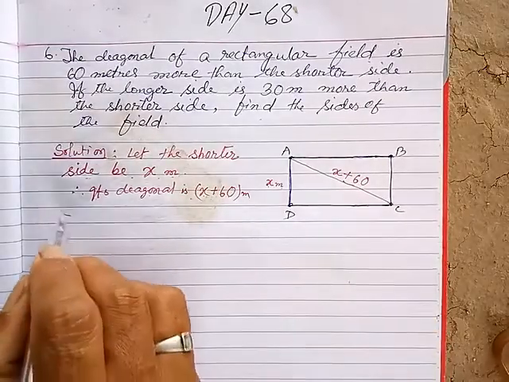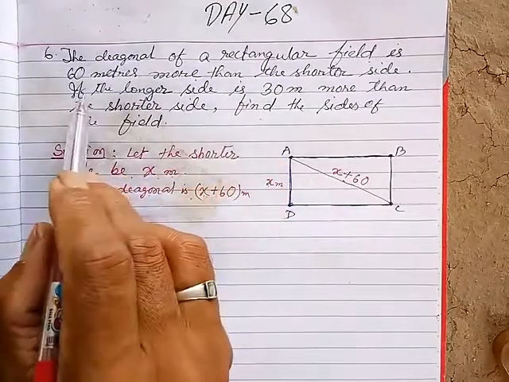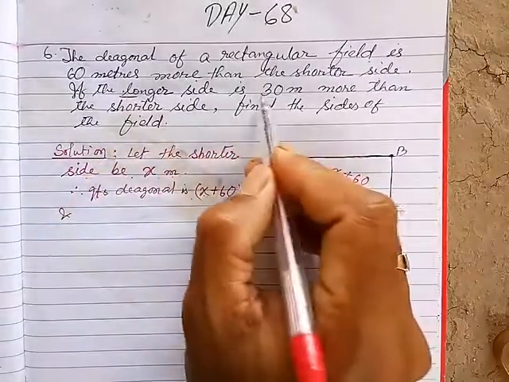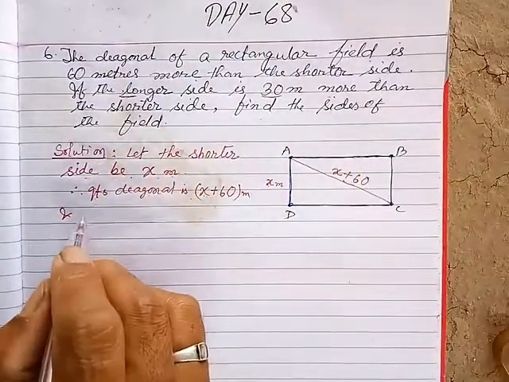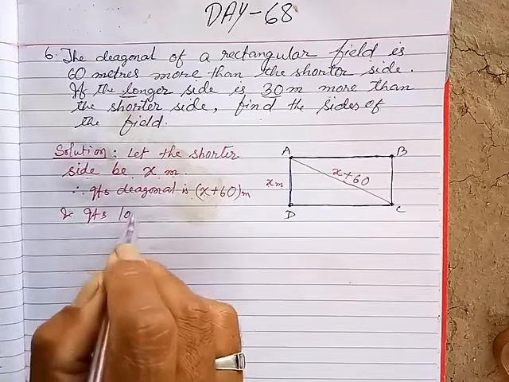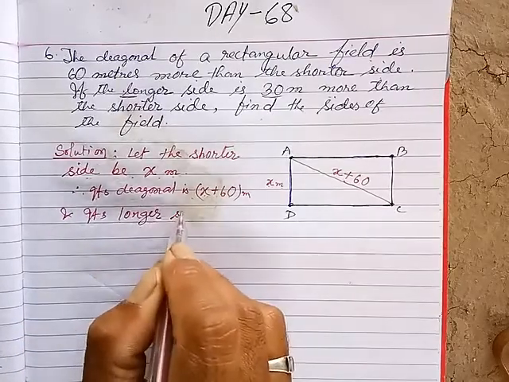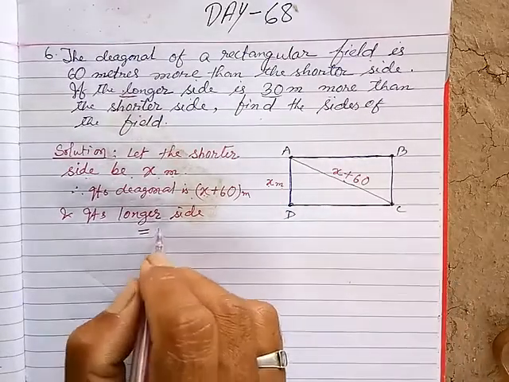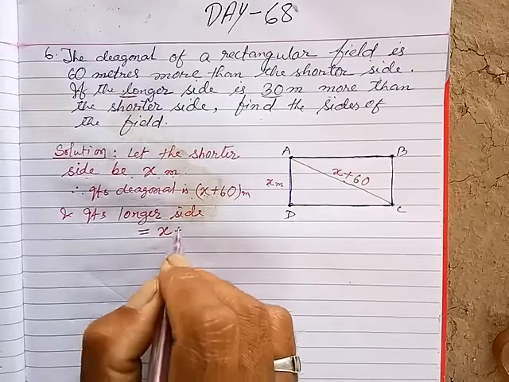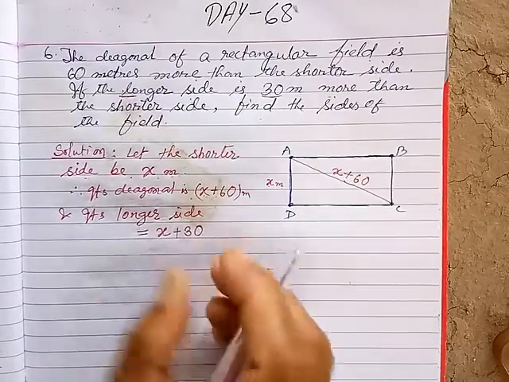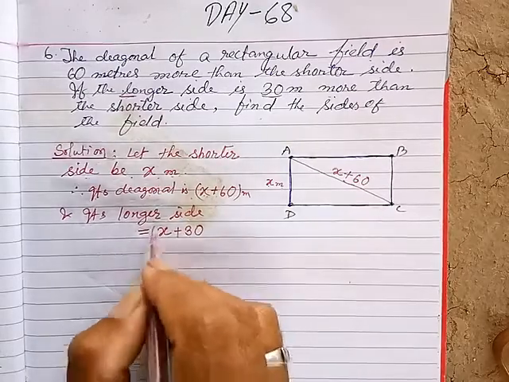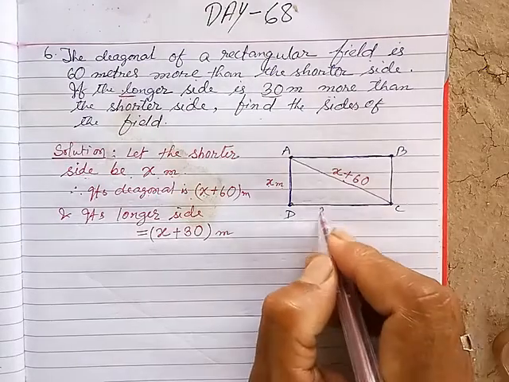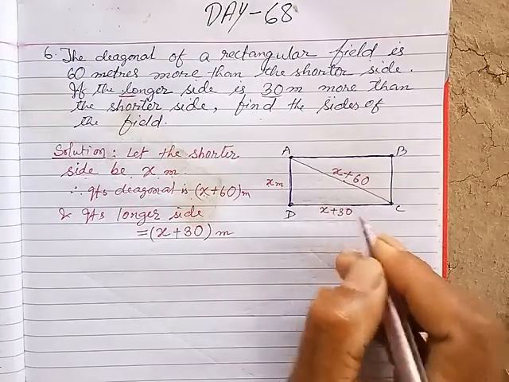And again you look at the question, the longer side is 30 meter more than the shorter side. If the shorter side is x, the longer side will be 30 meter more than the shorter side, so x plus 30 will be the longer side. I will write here also, x plus 30 is the longer side.